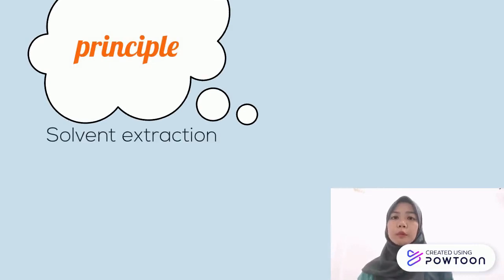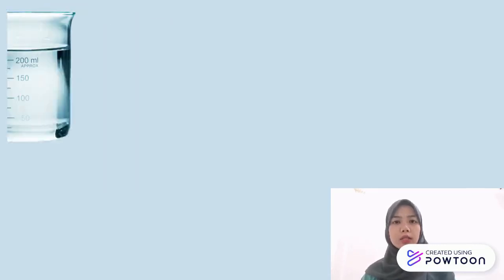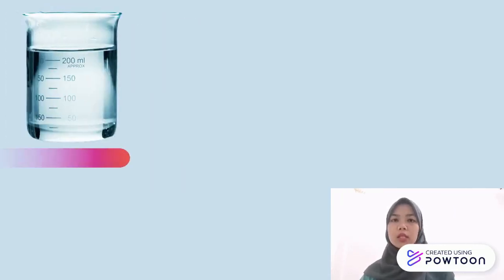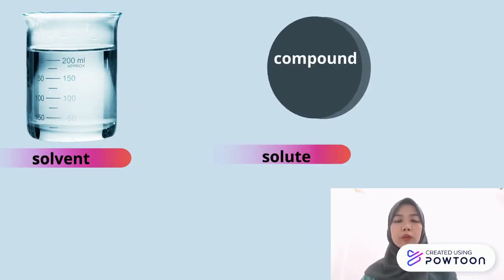Now I'll move to the principle. The principle behind solvent extraction is extremely basic. The goal is to use a liquid, which is a solvent, to dissolve a group of compounds, which is the solute, and to wash them out of the solid plant material. The solvent is then separated from the solute in order to concentrate the solute.